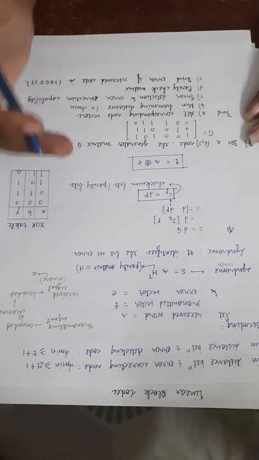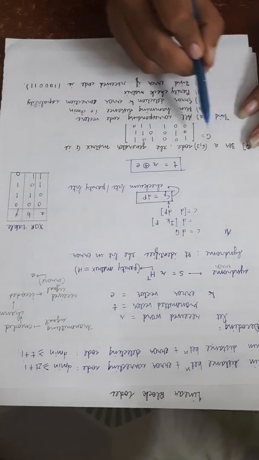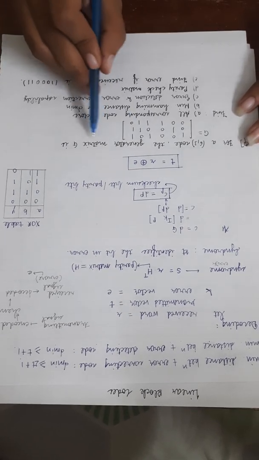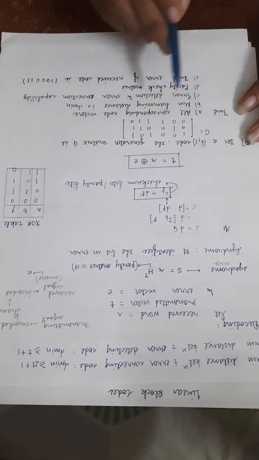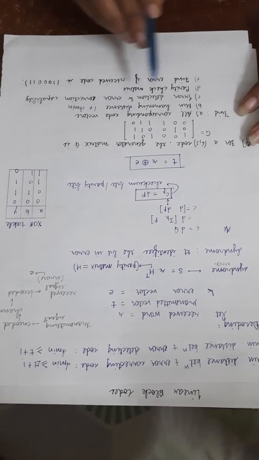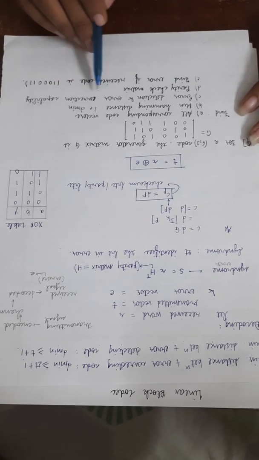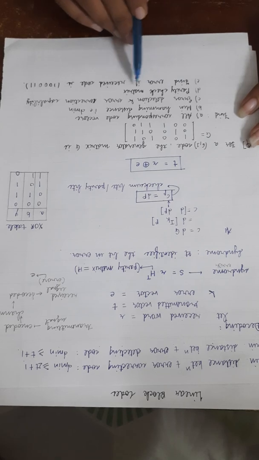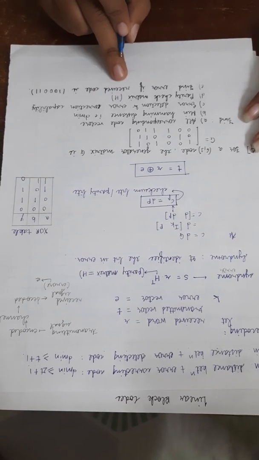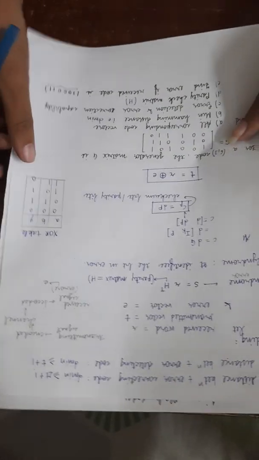Let us discuss one example so that the concepts will get clear. For a (6,3) code, the generator matrix G is given by this, and we have to find all the corresponding code vectors, the minimum Hamming distance, that is d_min, the error detection and error correction capability, and the parity check matrix, that is H. And we have to find the error if the received code is given here. So let us solve it.